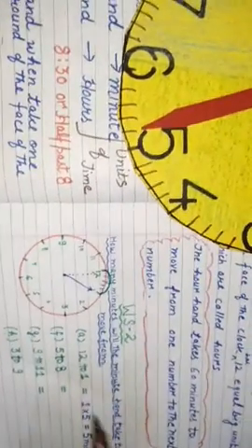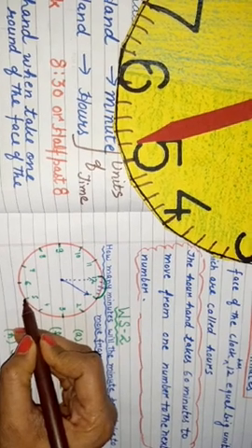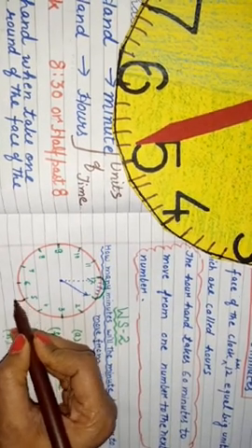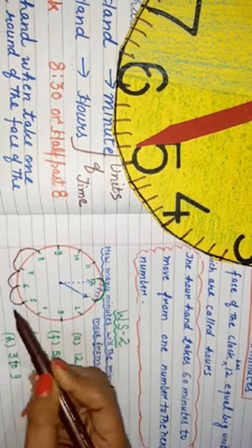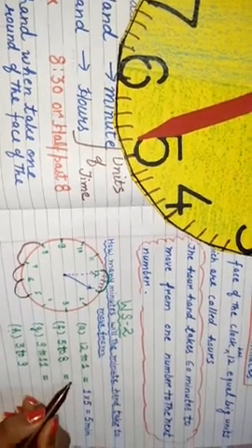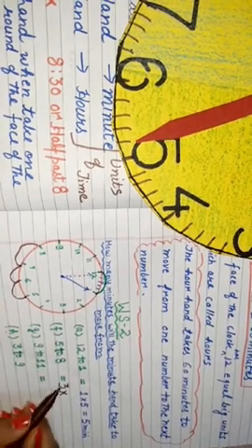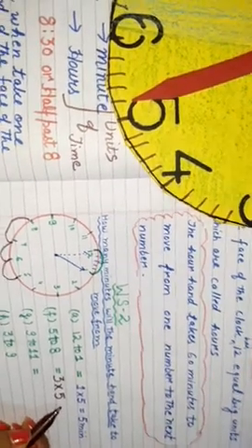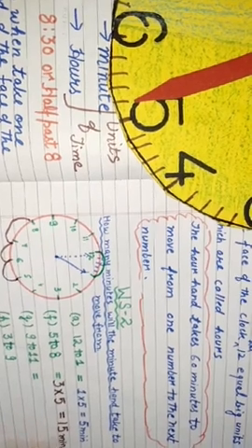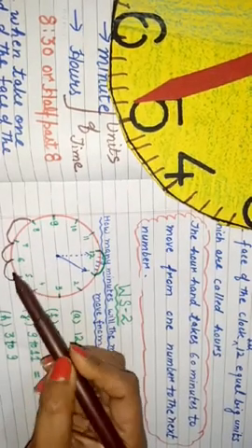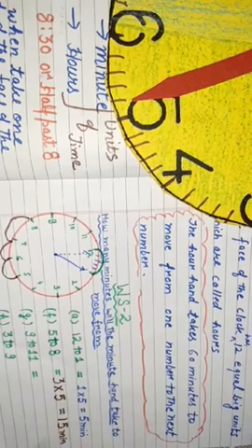Or we can calculate like this: from 5 to 8 you have to count 1, 2 and 3. So it took 3 jumps here. So we can write 3 multiplied by 5, since in every jump it is covering 5 minutes. So 3 multiply 5, it's your 15 minutes. Or you can count further from 5 to 8. There are how many numbers here? 1, 2, 3. So 3 multiply 5, it's your 15 minutes.